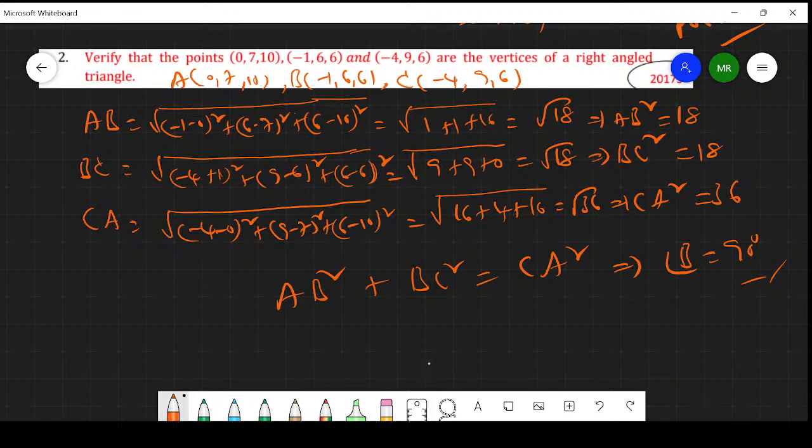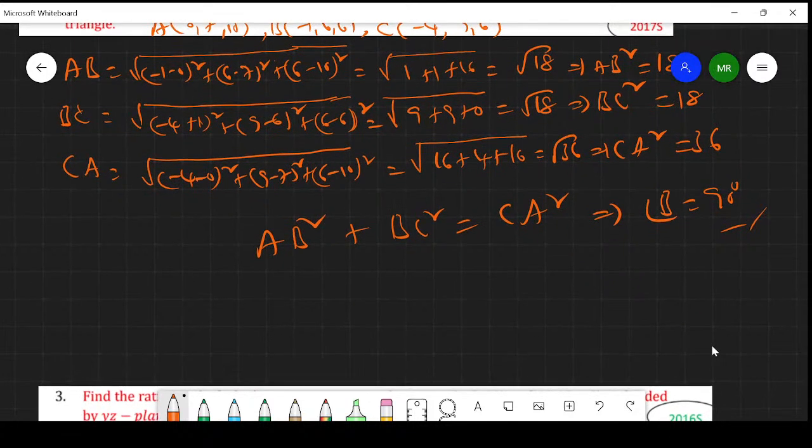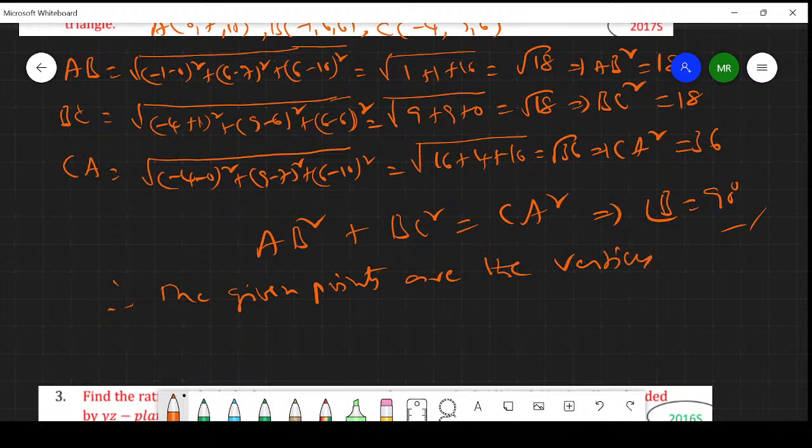They are asking to verify that the points are vertices. Therefore, the given points are the vertices of a right angle triangle. We can conclude that.